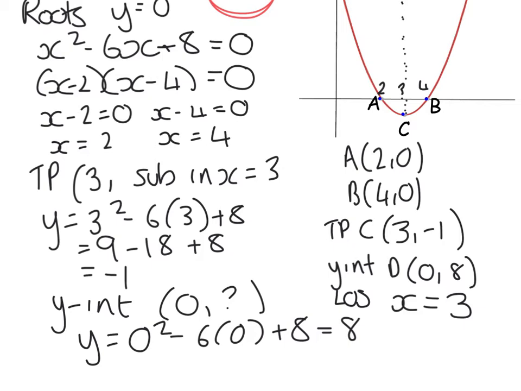And then this is literally what we have to do for each question. That will be what our answers are. A and B are your roots, C is your turning point, D is your y-intercept, and our line of symmetry equation. So let's do this again for another one.